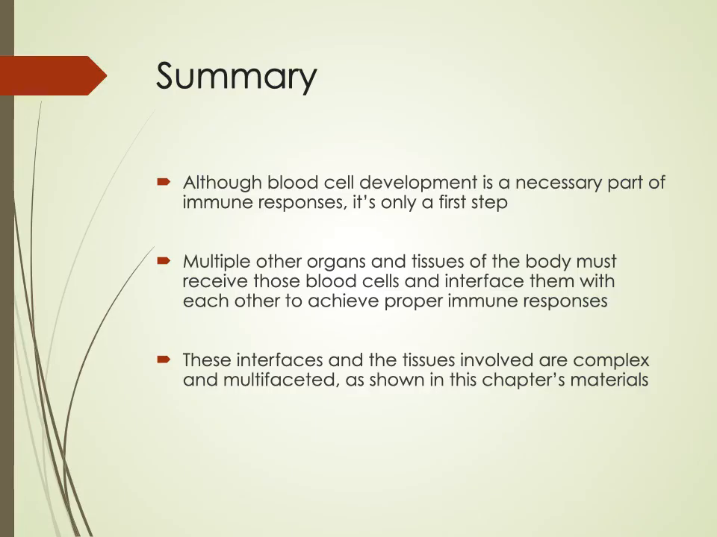So the summary for this chapter is that, although blood cell development is necessary for part of the immune response, it's only the first step. So this is only chapter 2, right? But it's really important that you know and understand the different cells, the different players, the different organs that are involved. There are multiple other organs and tissues that allow for those blood cells to interact and then mature so that they can be part of a functional and robust immune response, a proper immune response.